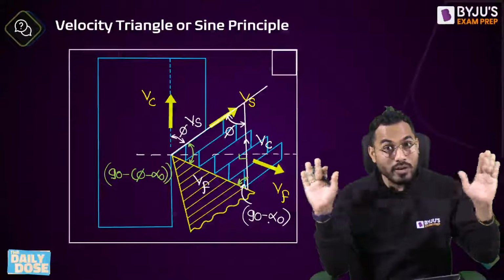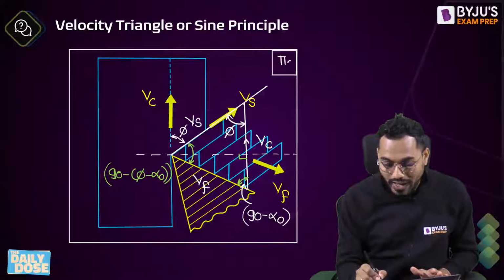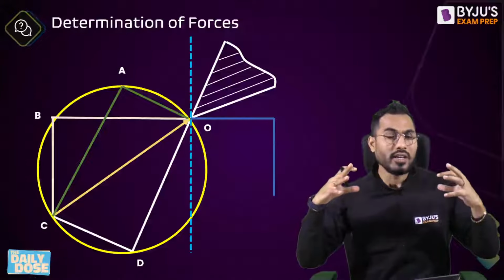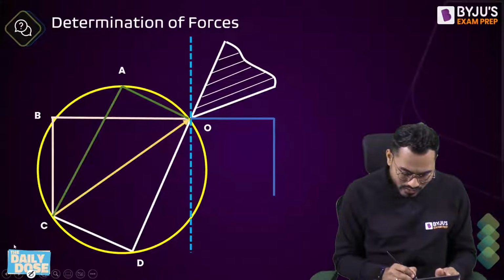So you don't need to mug up these formulas. Just try to find out how exactly the sine triangle can be drawn on an immediate basis. Right, fine. Now, determination of forces can be done with the help of a merchant circle diagram. And just understand how exactly the merchant circle diagram is getting developed.